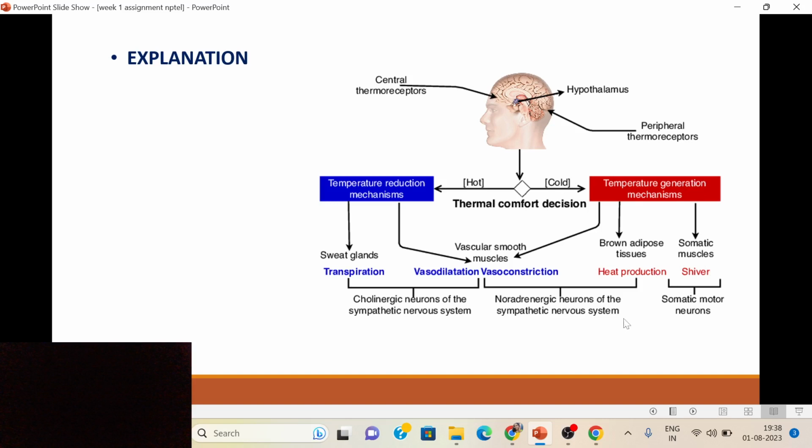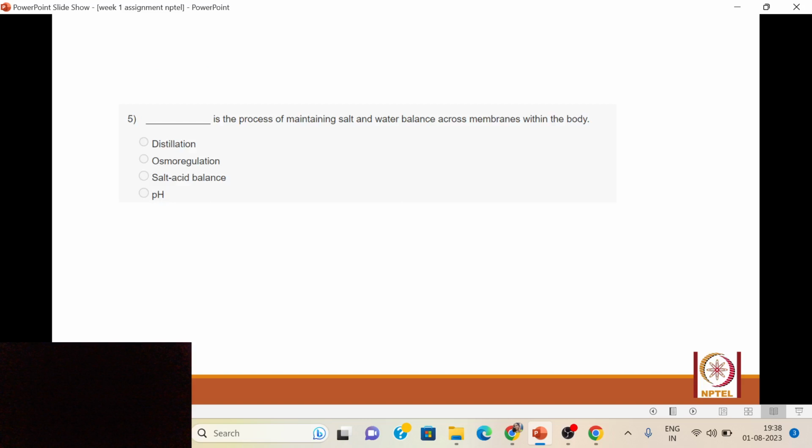So, the hypothalamus is the main center which has the central thermoreceptors and peripheral thermoreceptors for maintaining temperature in both conditions, hot as well as cold. Right? Okay. Great. We'll move on to the fifth question.